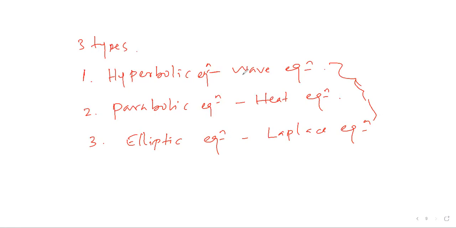So these are the fundamental three types of second order PDEs: hyperbolic, parabolic, elliptic. Okay. So don't forget, hyperbolic is a wave equation, parabolic heat equation, elliptic can be Laplace equations. These are physical interpretations, you can say.